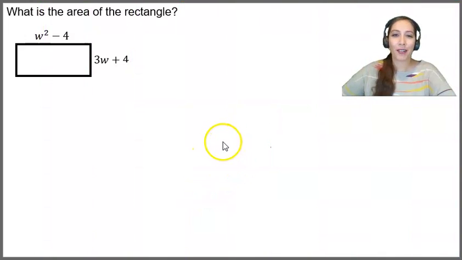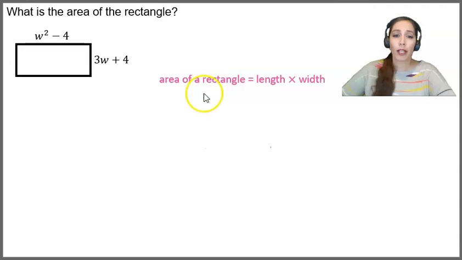What is the area of the rectangle? I have a rectangle here with one side that says w squared minus 4 and the other side that says 3w plus 4. So how do I go ahead and figure out what the area of a rectangle is? Well, I know the formula is length times width.